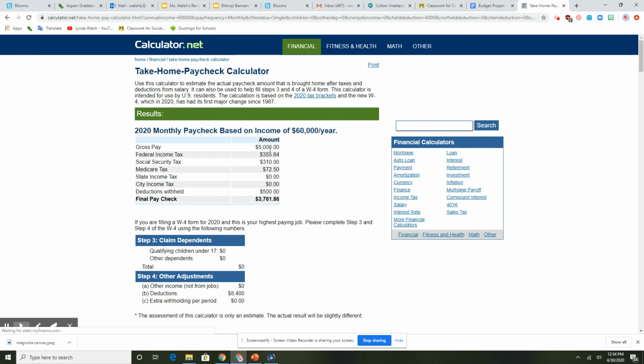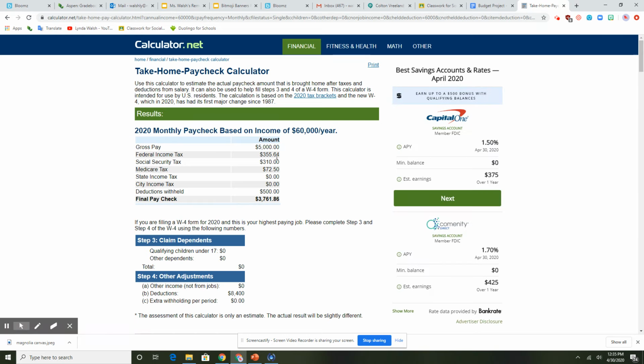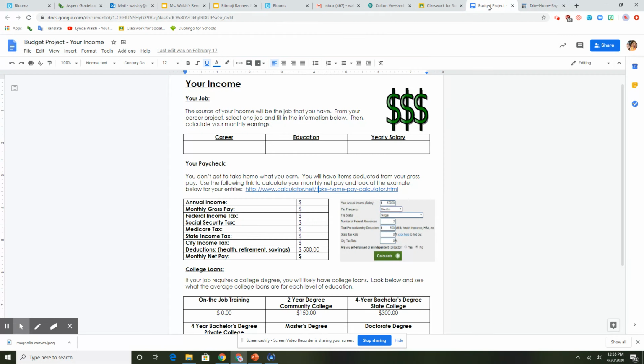So your gross pay would be $5,000 a month. They would take out federal income tax, Social Security tax, Medicare tax, and then your final paycheck would be your net pay. This is showing your net pay, and you're going to put that in your project. So if I go back to the project, you're going to see this same chart right here. All of the same amounts are going to go in here right from that calculator. And you're going to get your monthly net pay. That's what you have to work with.